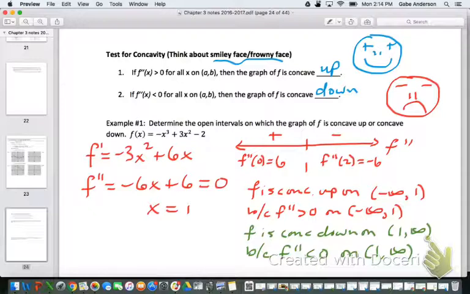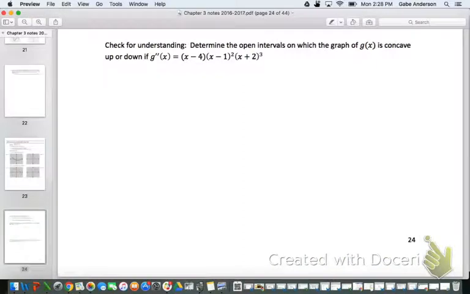of our video. All right, with this check for understanding, I would encourage you to try this on your own and then watch the video to check and see how we did. So the question says, determine the open intervals on which the graph of g of x is concave up or down if g double prime is equal to that function right there. So this is a little bit different than the example we just did. Maybe you've noticed already, but let's go ahead and talk about concave up or down and what that means.